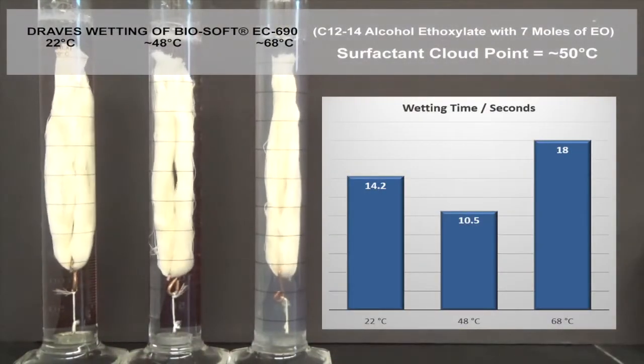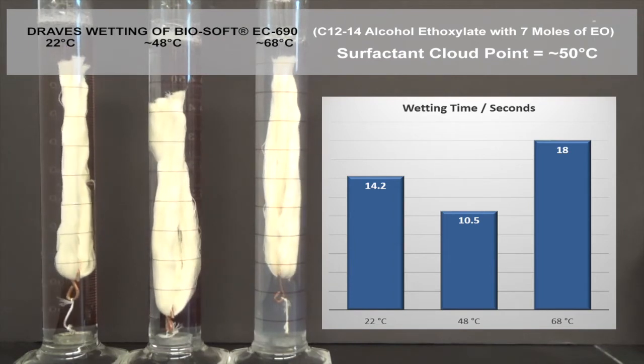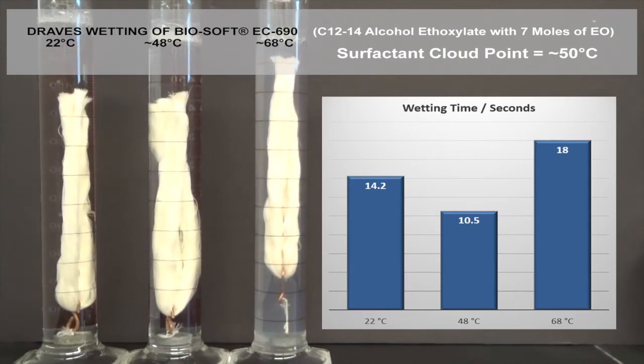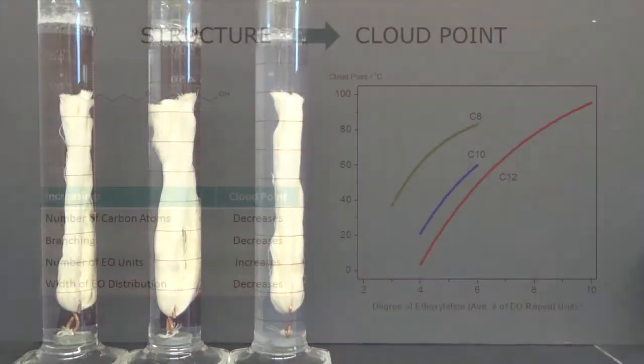Cloud points are important to surfactant formulators because these temperatures often correlate with formulation clarity and performance attributes such as increased wetting, reduced foaming, and optimal cleaning.